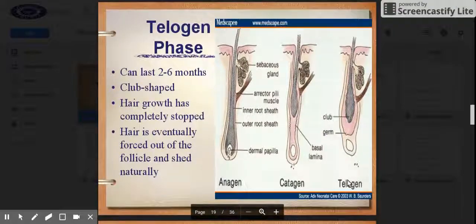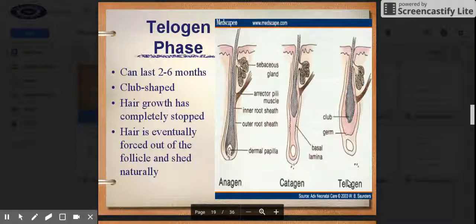And our last phase is the telogen phase, anywhere from 2 to 6 months in length. What happens is that the root of your hair takes on this club shape, and hair growth is completely stopped at this point. And the telogen phase, remember, is our third phase. So the hair is eventually forced out of the follicle, and it's shed naturally.